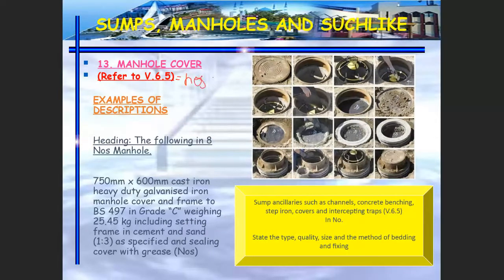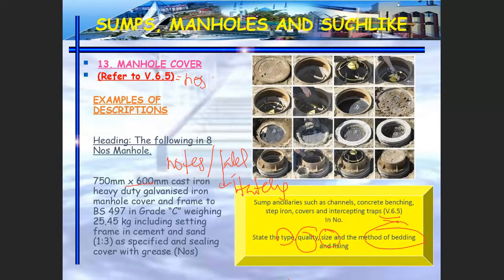Look at the example of the description. If you do not know what the details are, please refer to the specification notes, or you can see the label. Labeling here also refers to the hatching. Okay, this is a recap. V.6.5 measure in number, stating the type, the quality, the size and method of bedding. So the size has been set here.